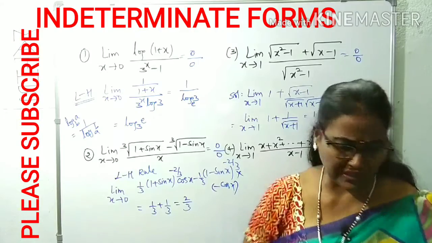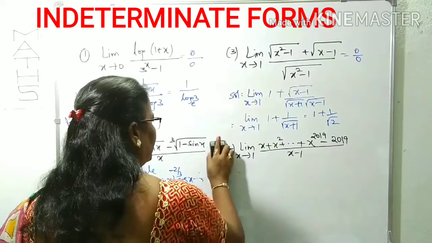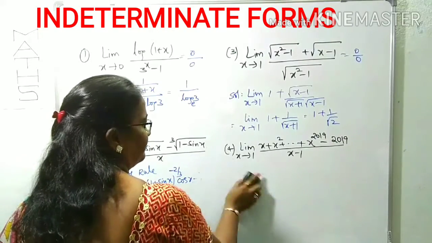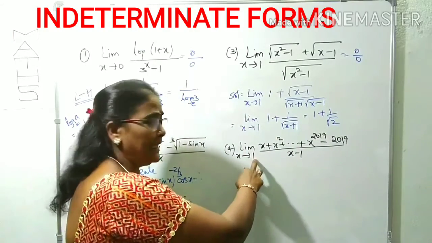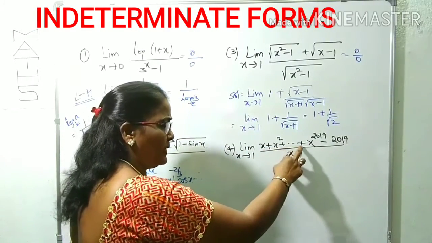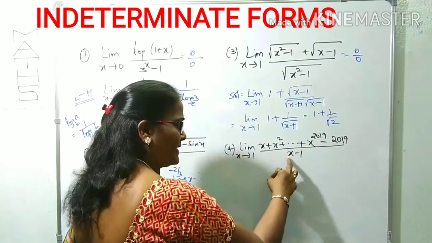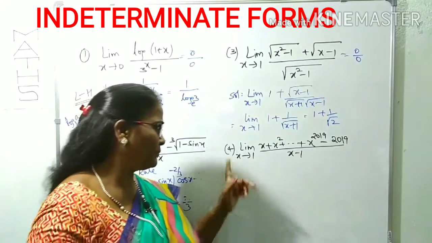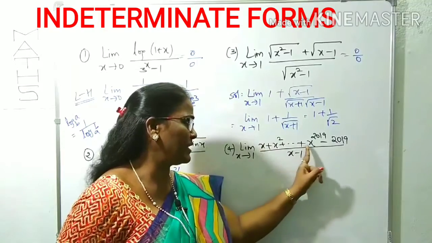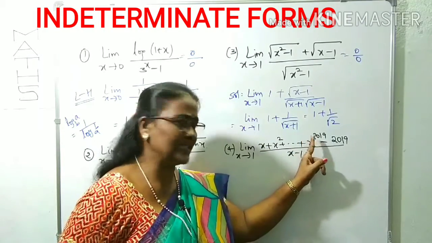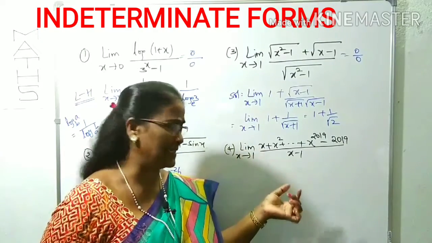Now, come to the next question. What is the next question? You can look at here. Question number 4 is given that, what? Limit x tends to 1, x plus x square plus and so on plus x power 2019 minus 2019 upon x minus 1. If x tends to 1, what happened? 1 plus like this up to 1. How many times will 1 be added? 2019 times is added. Means what? The sum of 2019 ones is 2019.